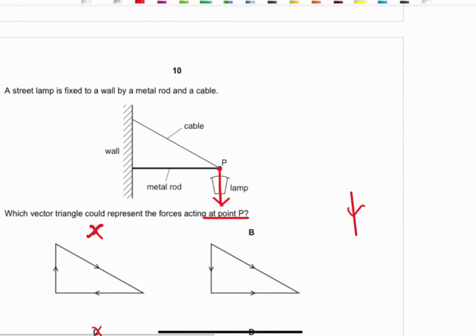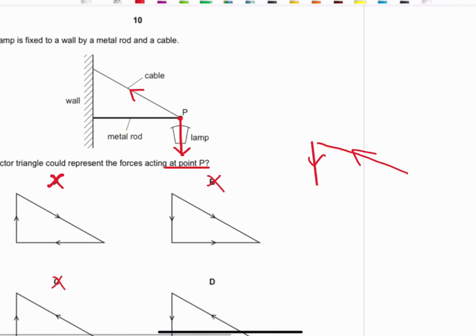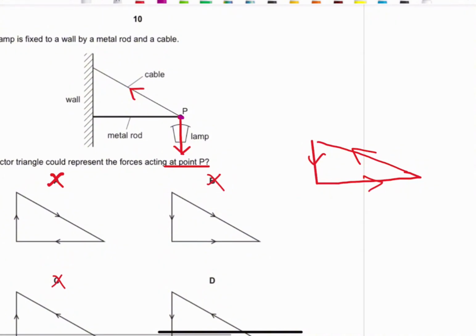But we're going to have tension in this cable, moving in this particular direction. So the tension is going to be pointing up, so it can't be B because the tension there is pointing down. And the last remaining force, to create a closed triangle, will be acting downwards in that direction, pushing at the contact point. Meaning that at this contact point, there will be another force acting in that direction.